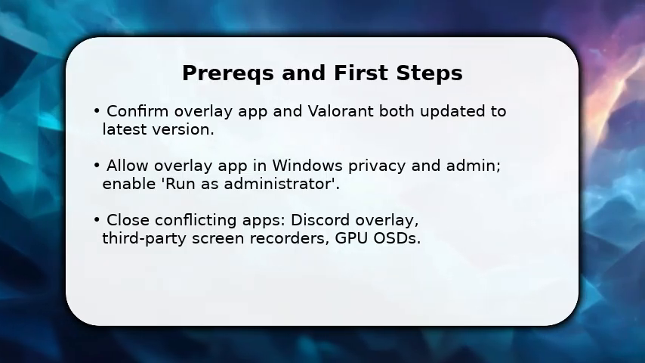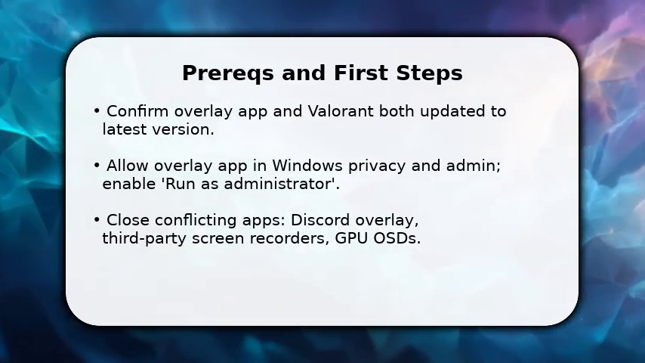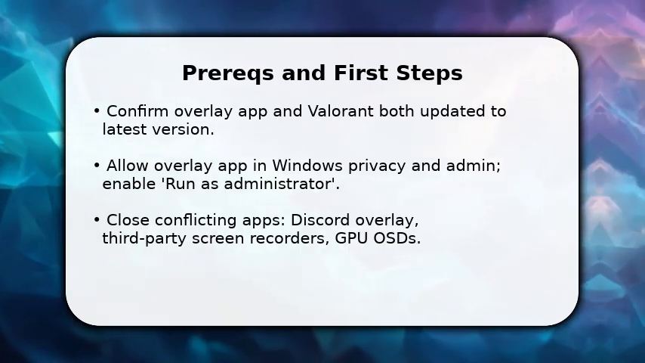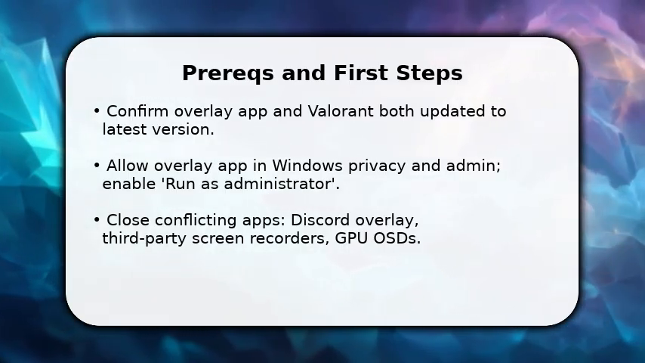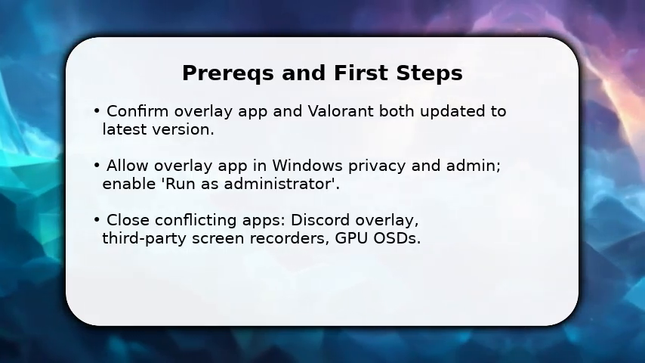You start by verifying prerequisites. Update Valorant and the tracker, then run the tracker as administrator so it can hook the game. Once done, make sure Windows privacy settings allow overlays and capture. Close other overlays and GPU OSDs because they block hooks.